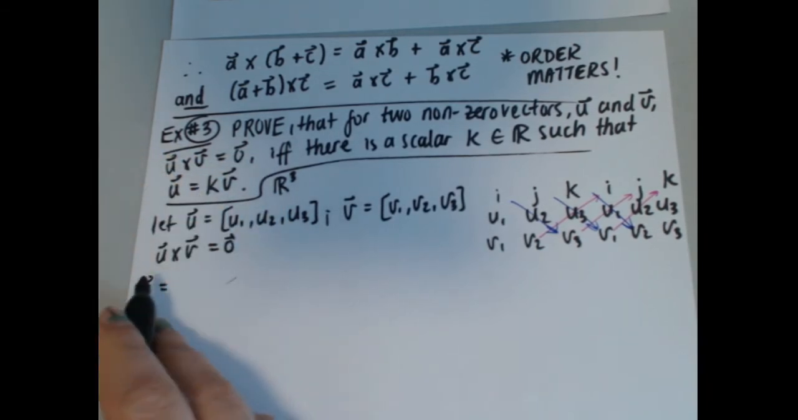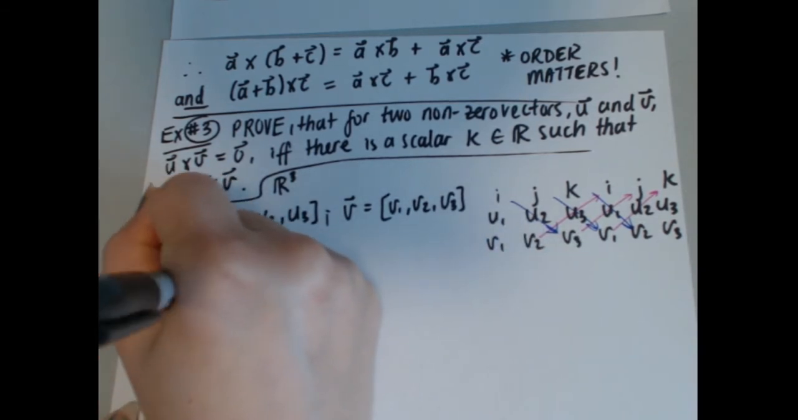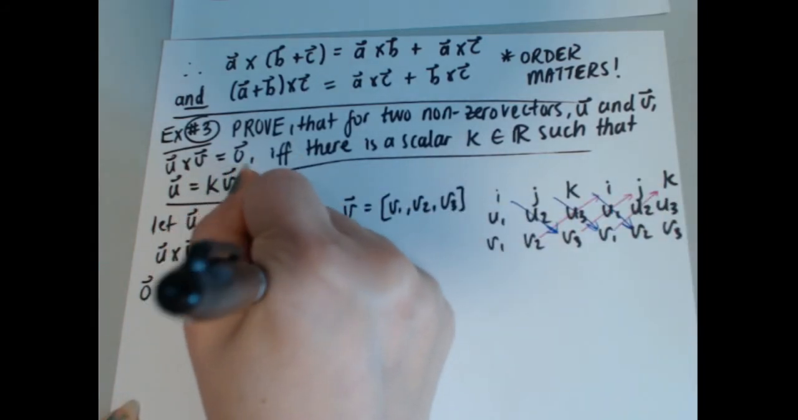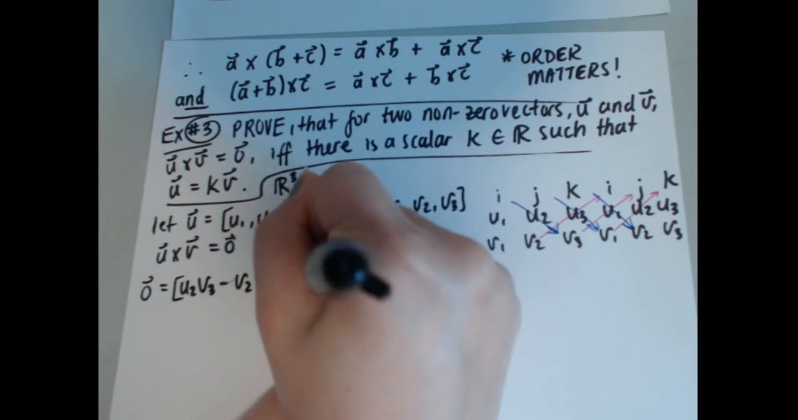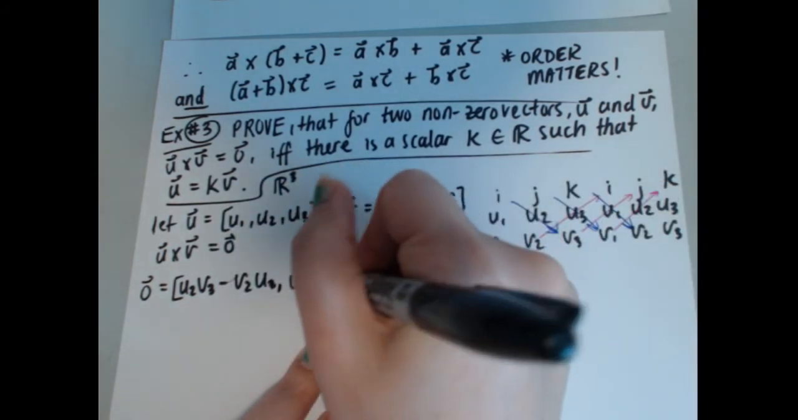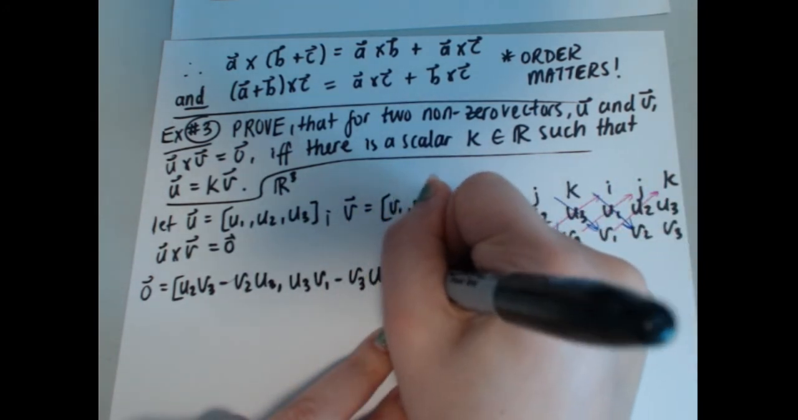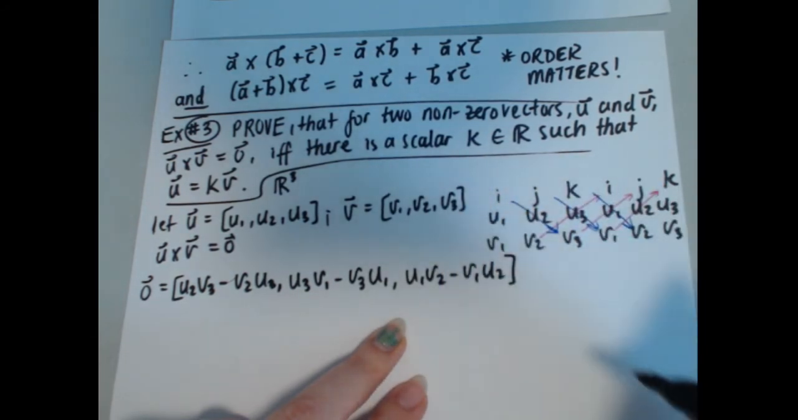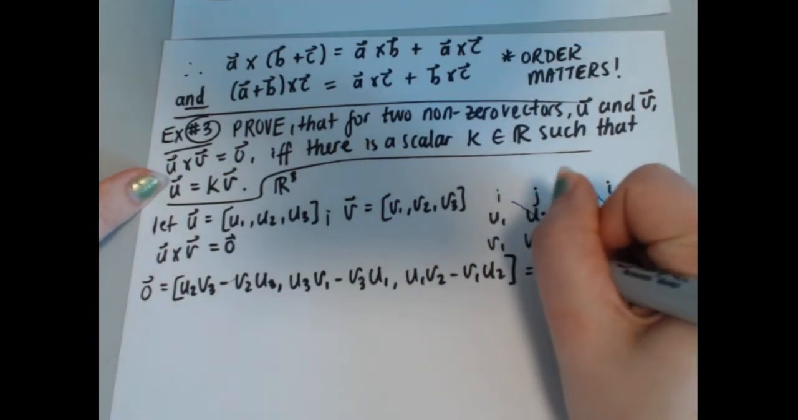So 0 vector is equal to u cross v. So u cross v is u2 v3 minus v2 u3, comma, j, u3 v1 minus v3 u1, comma, k, u1 v2 minus v1 u2. All right, so there we go. Now, what's the 0 vector? Well, the 0 vector in R3 looks like this.